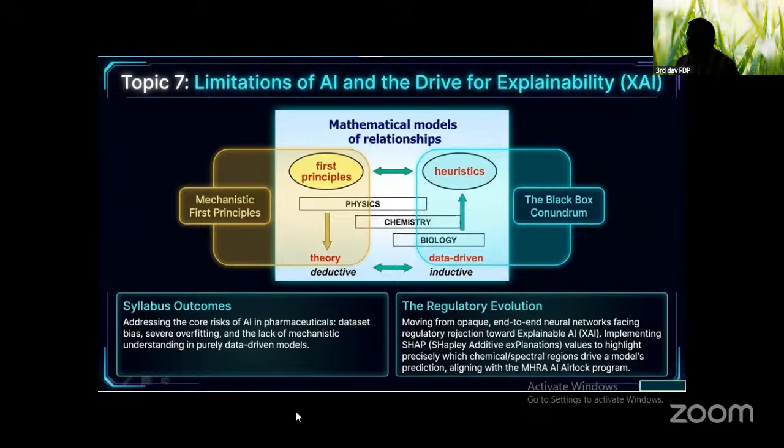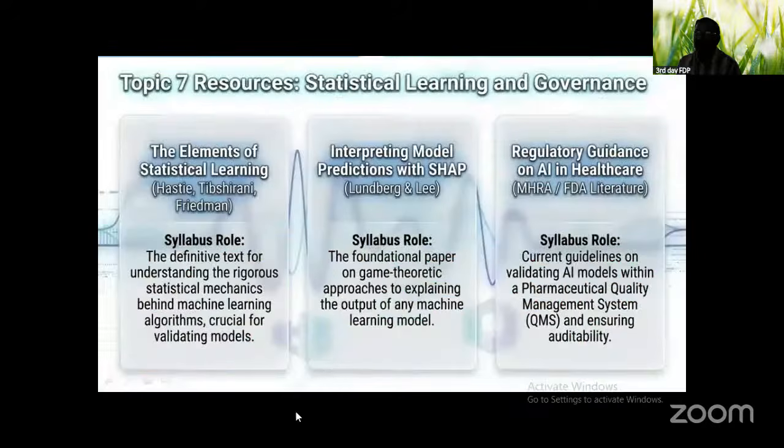What is the meaning of MHRA? That is the Medicines and Healthcare products Regulatory Agency, which develops AI-based medicine technology, useful to control the regulations. By using the SHAP technique and the MHRA technique, we can produce valuable medicine with efficacy, safety, and better health benefits.